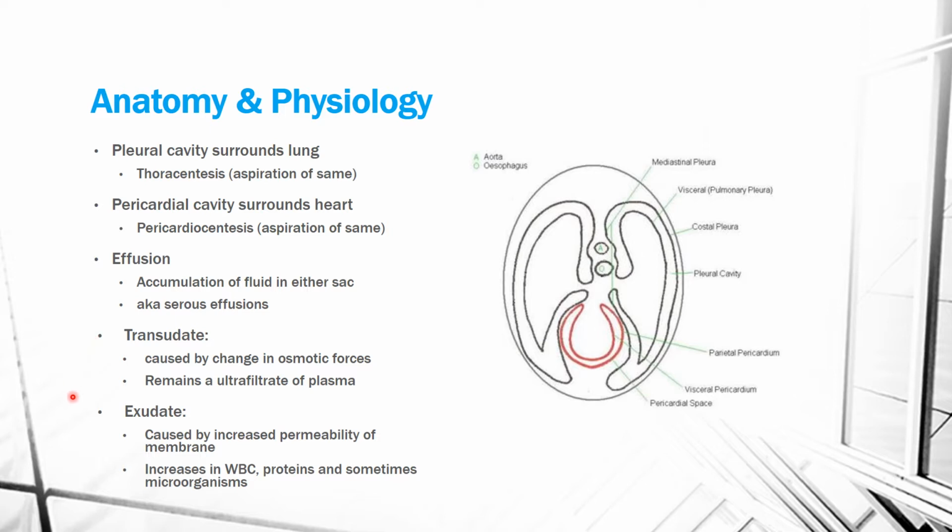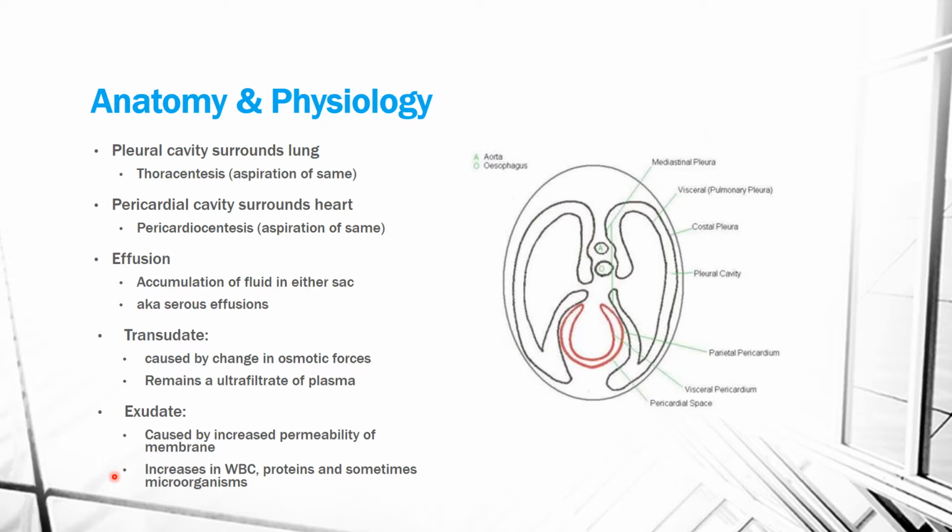The other situation we might find is we do again have a buildup of fluid, but this is due to a change in the permeability of the membrane. That means if you have a change in the permeability of the membrane, then you would by definition have a change in the constituents that make up the fluid. These are called exudates, and generally what we see are increases in proteins, cellular counts, and sometimes bacteria. We would find that in an exudate.